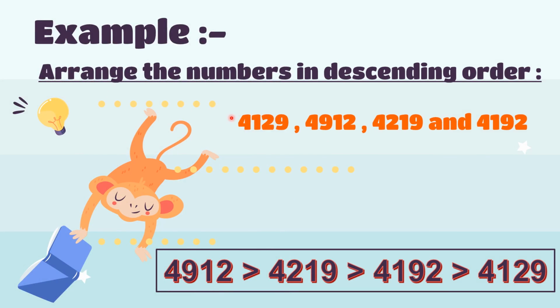Now we have to arrange the same numbers in descending order. As we have already compared all these numbers, you know in descending order we have to write from the biggest to the smallest. So the biggest number is 4912, then 4219, then 4192 and the last one will be 4129. This is in decreasing order. This is your descending order.